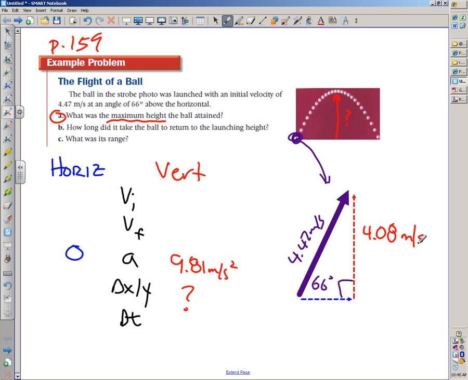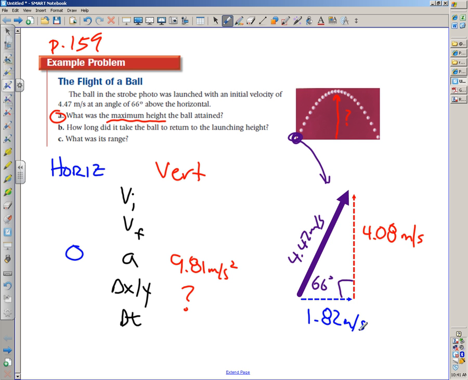Then the blue side, based on the triangle that we know, the angle that was given to us, is the adjacent side. We still know the hypotenuse, so we can use cosine then to find the blue side of the triangle, and that was 1.82. Okay. So this would be 1.82 meters per second.